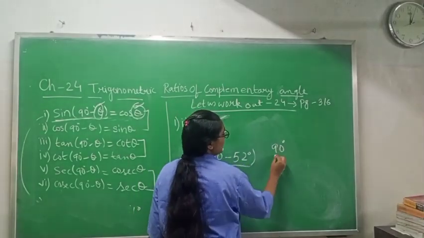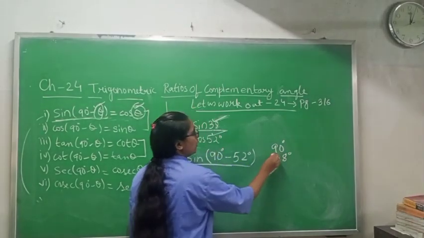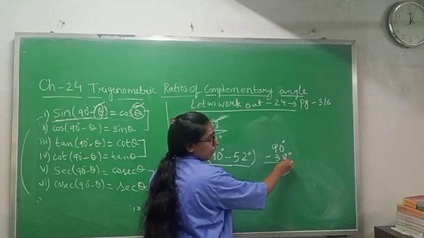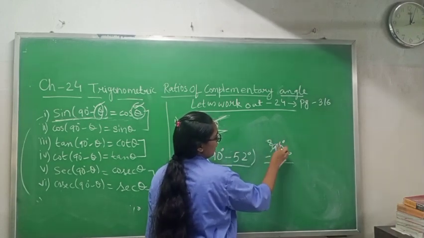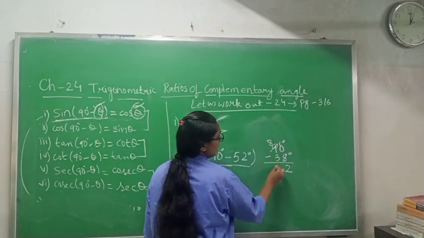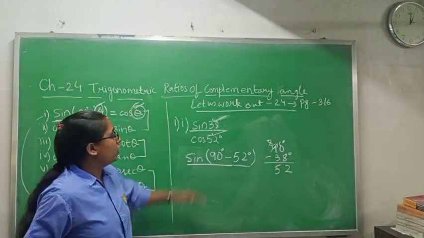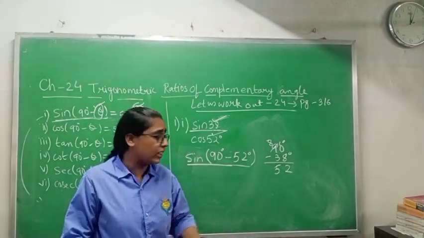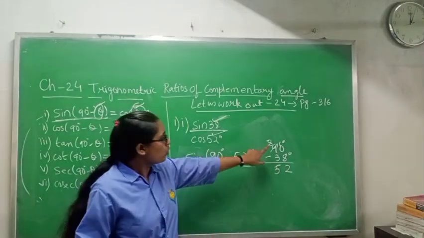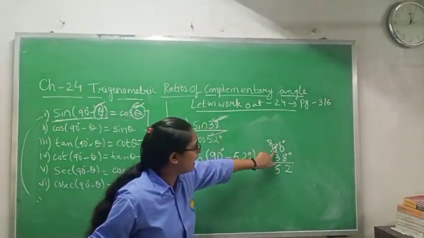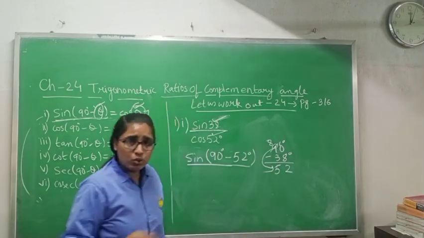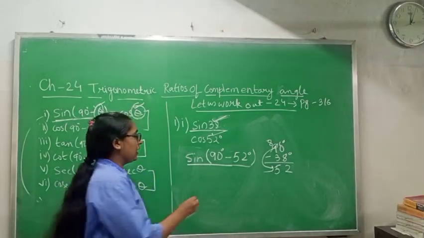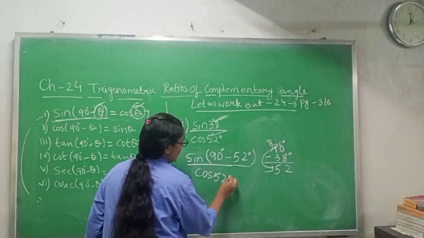How will we make this? 90 degree minus 38 degree. If you subtract 38 degree from 90 degree, how much will you get? 0 minus 8 will not work, so you take 1, it becomes 10 minus 8, 2. 8 minus 3, 5. So 52 degree. Whenever you have to change any angle into another one, you subtract it from 90 degree. So in place of 38 degree you will write 90 degree minus 52 degree, because if you subtract 52 from 90 you again get 38 degree. Cos 52 degree I will write as it is.